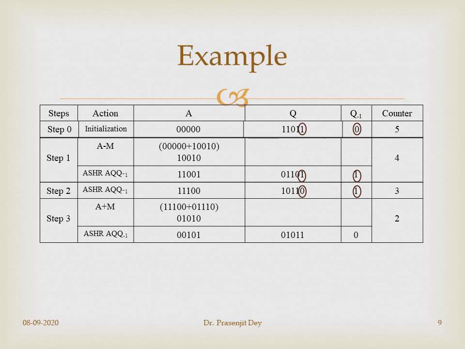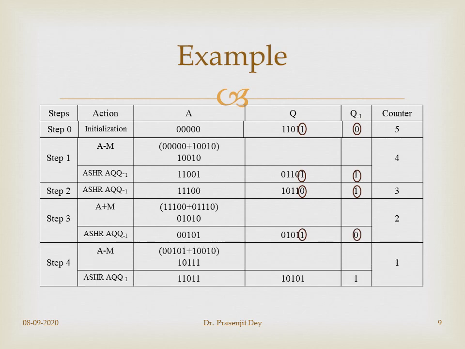Now again we check the LSB and the previous LSB of the multiplier, and the value is 1 0. 1 0 means we need to subtract the multiplicand from the product register A, which gives us the value 10111. After that we do a 1 bit arithmetic right shift of the A, Q and Q minus 1 registers, which gives us the value 110111101011, and we decrement the counter by 1, which becomes 1.